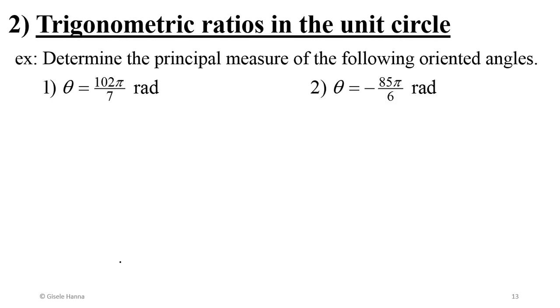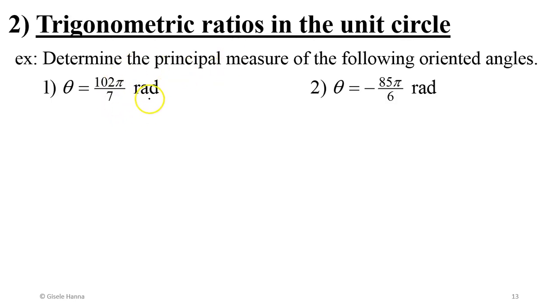Now, we're going to put this into examples. How would we determine the principal measure if you're given any oriented angle? As I've already mentioned, determining a principal measure is the same as removing the full turns in the angle. So all you need to do is know if these angles contain full turns, and if yes, remove these full turns in order to end up with the principal angle. Now we're going to see how we could determine the principal measure of angles given in both radians and degrees, because the method differs a little bit.